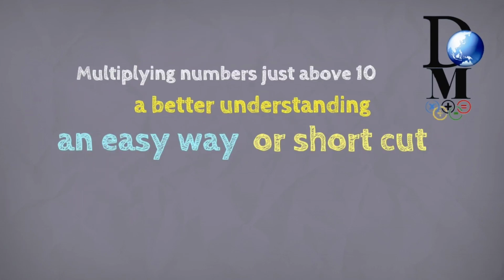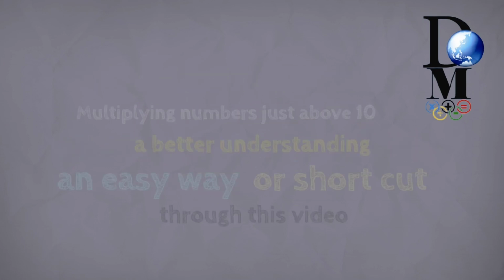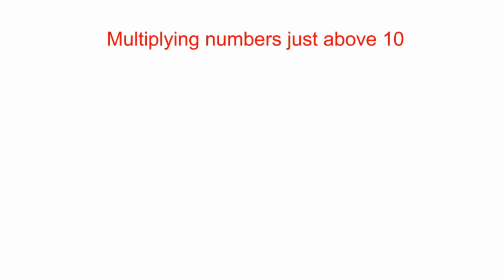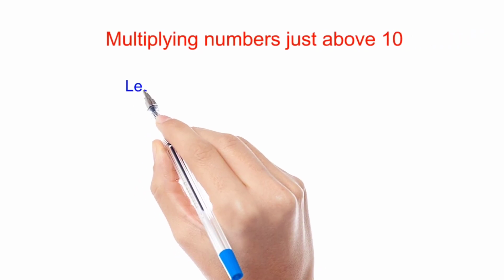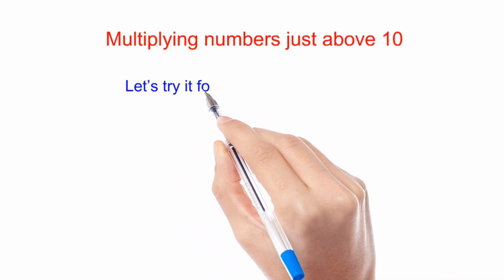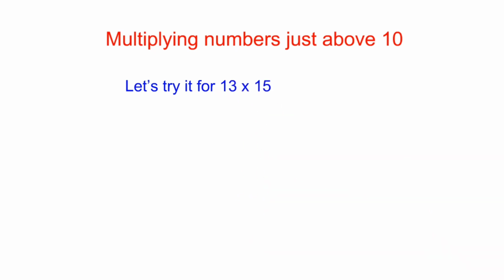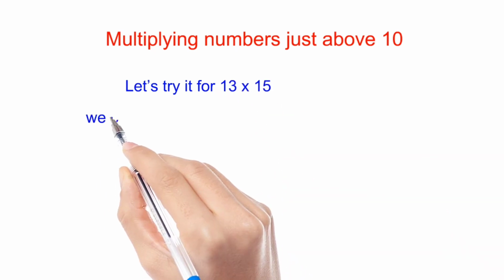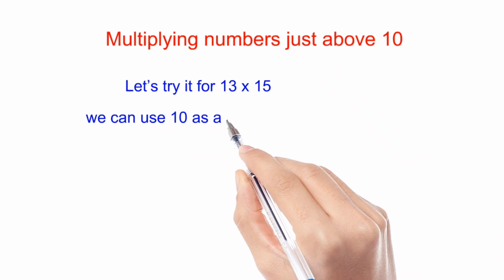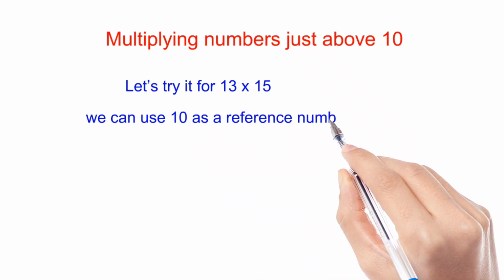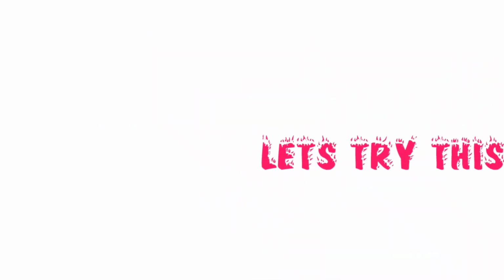Multiplying numbers just above 10, an easy way to calculate numbers multiplying just above 10. Let us try it for 13 into 15. We can use 10 as a reference number. Let us try this example.